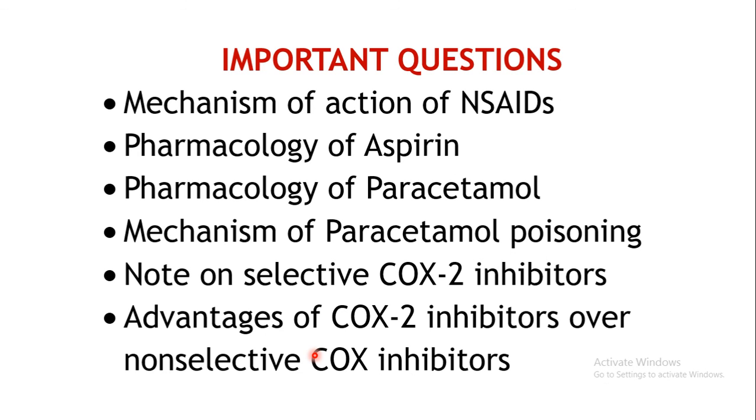So the important questions in this particular chapter: the mechanism of action of the NSAIDs. Either a general question may be asked or a specific drug may also be asked. So accordingly you need to give the additional mechanisms as well. Don't end up writing only the PG synthesis inhibition. You have to see the selectivity also. You have to describe the other additional mechanisms also.